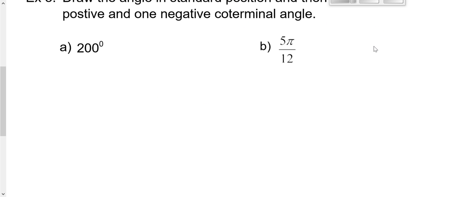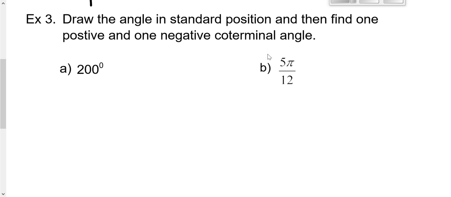Okay, so now let's do this one here. Draw the angle in standard position and then find one positive and one negative coterminal angle. So that's easy. That means you rotate this counterclockwise by 360, just once. For the negative coterminal angle, that means you rotate it clockwise by 360, just once. Anyway, I'll just show this to you.